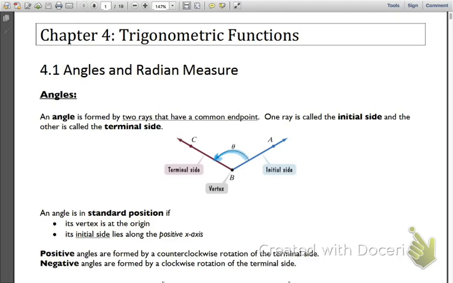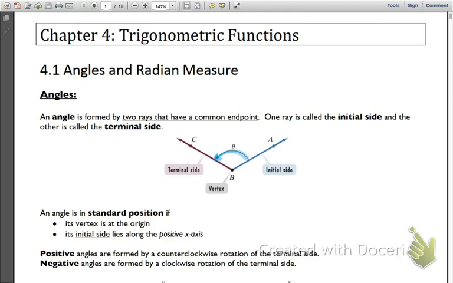So the initial side is like a door opening, and that's really what we're doing with any sort of angle. We're taking two parts, and the hinge is just the vertex. An angle in standard position has its vertex at the origin, and its initial side lies along the positive x-axis, usually, is how we deal with it.